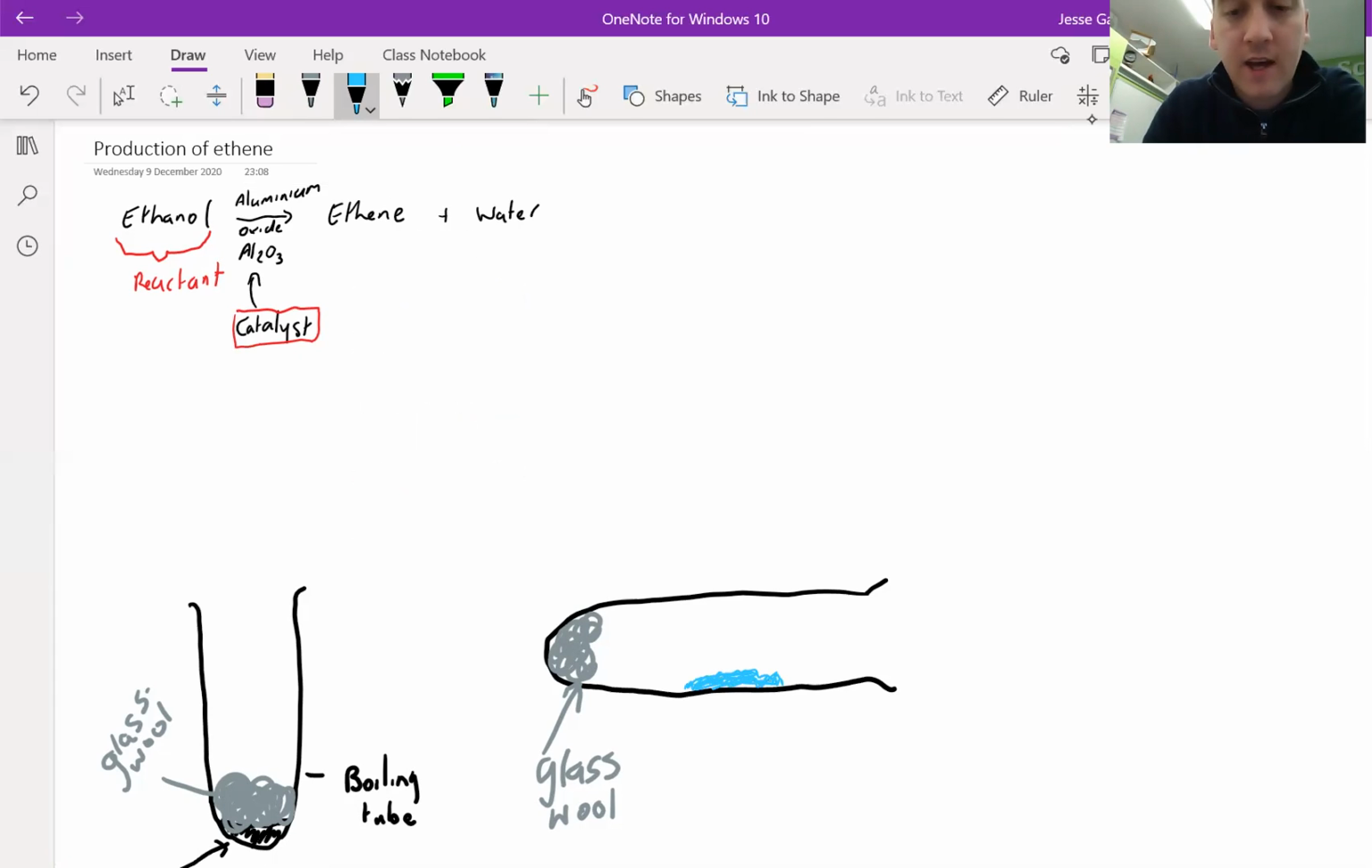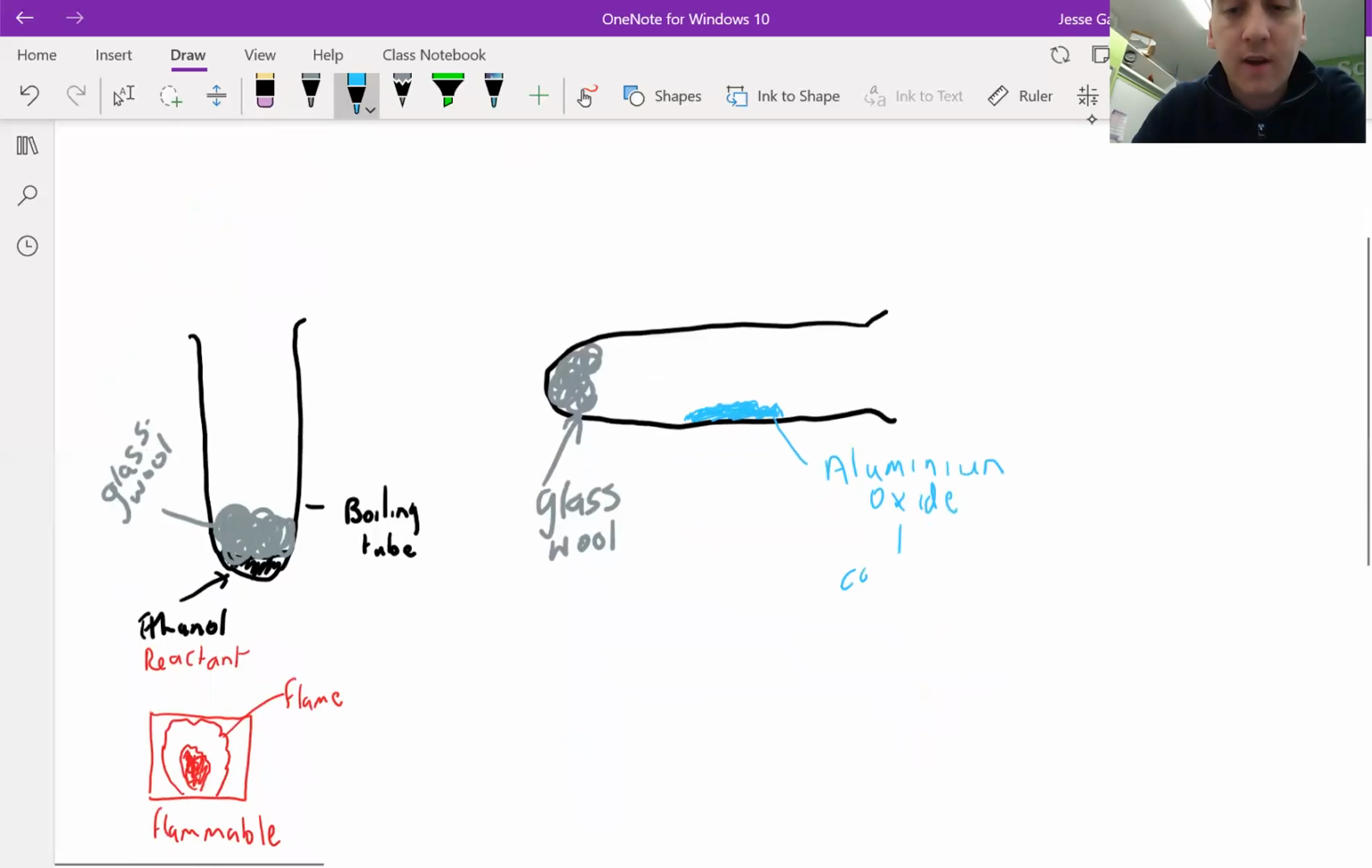And you get asked about that all the time. So this is our aluminium oxide. This is our catalyst. This does not get used in the reaction. It's a catalyst. It speeds up the reaction, but at the end it is chemically unchanged. Its atoms have not been really involved in the reaction. They have not changed into something else. You could use this aluminium oxide again at the end.